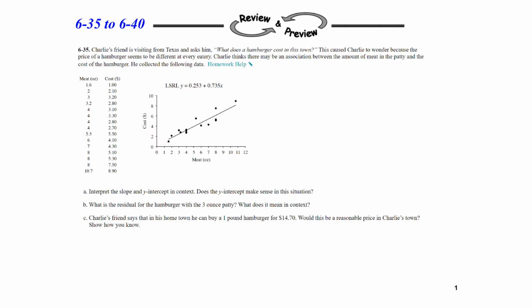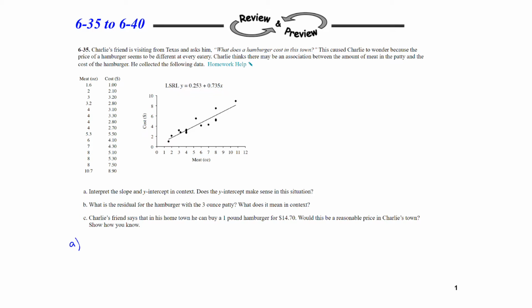So a couple things to look at. First, you have your table. Meat in ounces is your independent variable. It's on your x-axis. And then the dependent variable is the cost in terms of dollars. You have the different points already plotted and then the line of fit drawn. So your least square regression line is y equals 0.253 plus 0.735x. So all that information is already given to you.